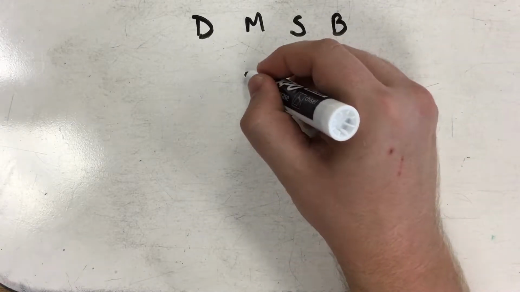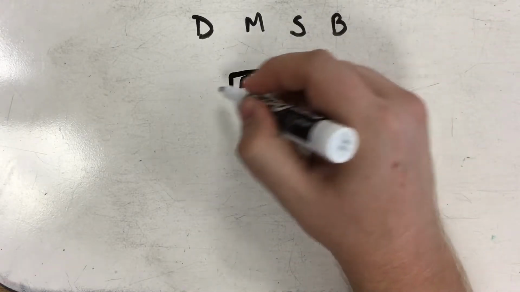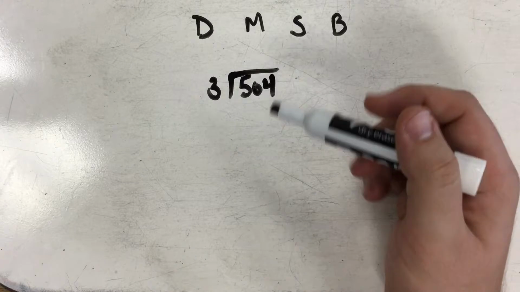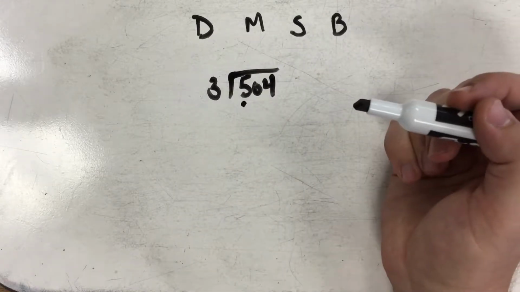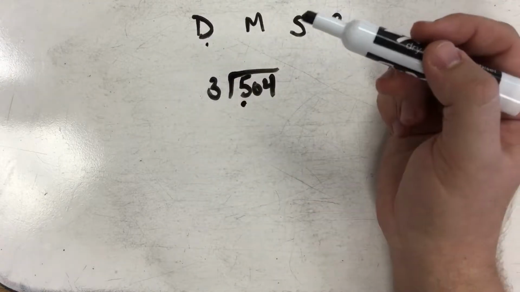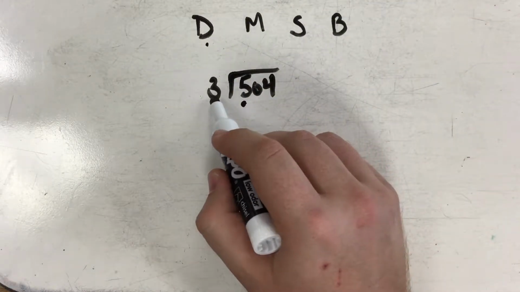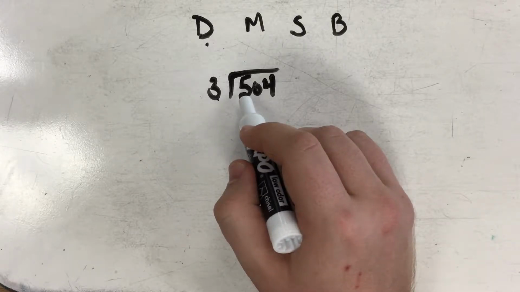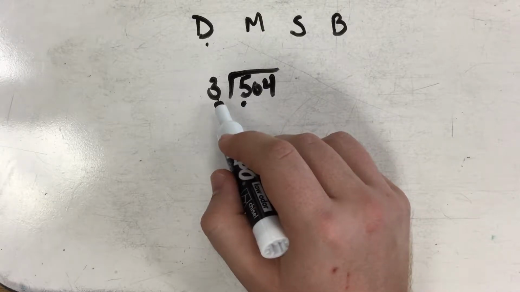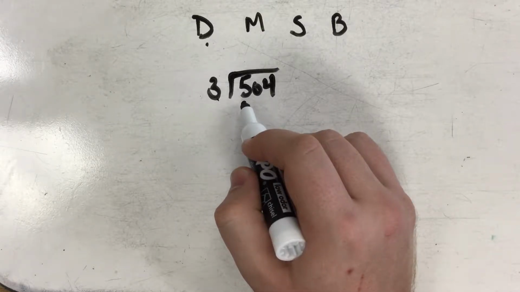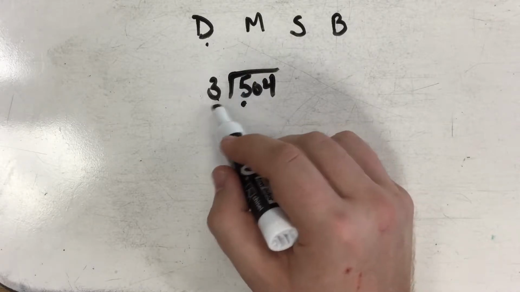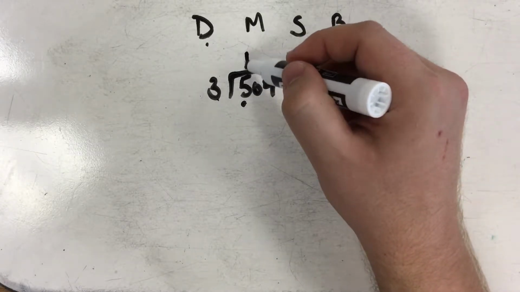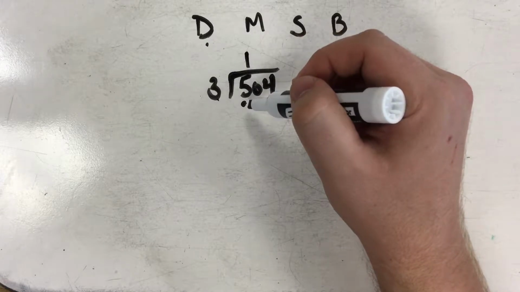So if I had a problem, 504 divided by 3, I'm going to start with just my first digit, which is 5. And my first step is to divide. How many times will 3 divide 5? So how many times will 3 go into 5 without going over? I know that 3 times 1 is 3, and I know that 3 times 2 is 6. So 3 times 2 will not work. 3 can only go into 5 one time. The 1 goes directly above the digit that I was dividing by.